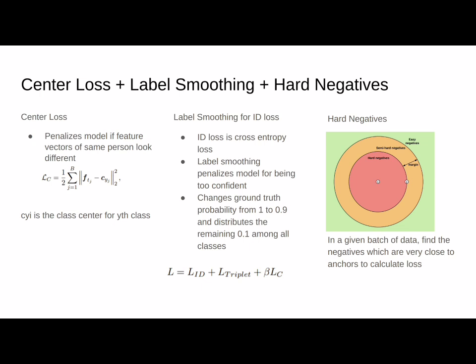In the end, we combine all the losses by the formula given at the bottom, which is ID loss plus triplet loss plus beta times center loss. Beta is a control hyperparameter, and it can be tuned to get the best performance.